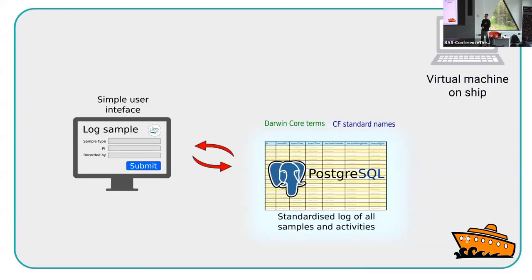Now, this database has column headers where possible from the Darwin Core terms and CF standard names, and also a few other terms where suitable terms don't exist. The users interact with this database using a simple user interface that they can access by just plugging their laptop into the network on the ship. And I'll show you how that looks shortly.